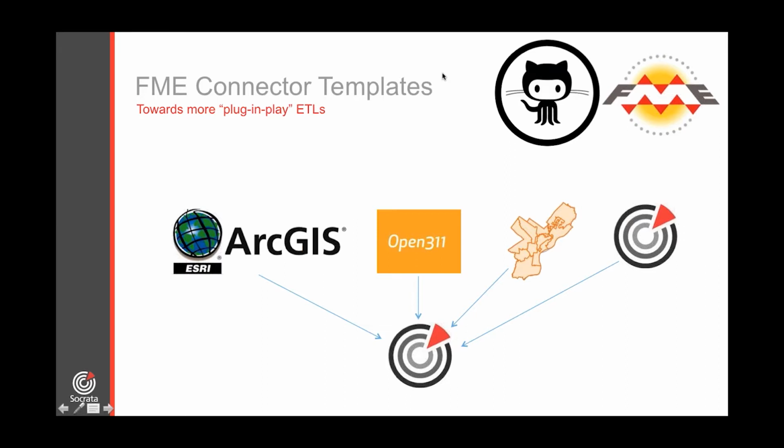So the initial release, we'll be showing how to get data out of an ArcGIS server. We'll have a connector template for that, and for getting data from a shapefile, Open 311, and also existing Socrata datasets. And over time, we're going to be adding more to this list.